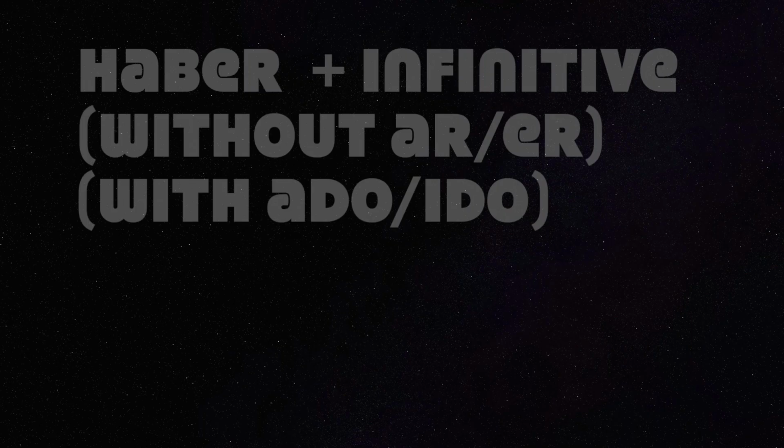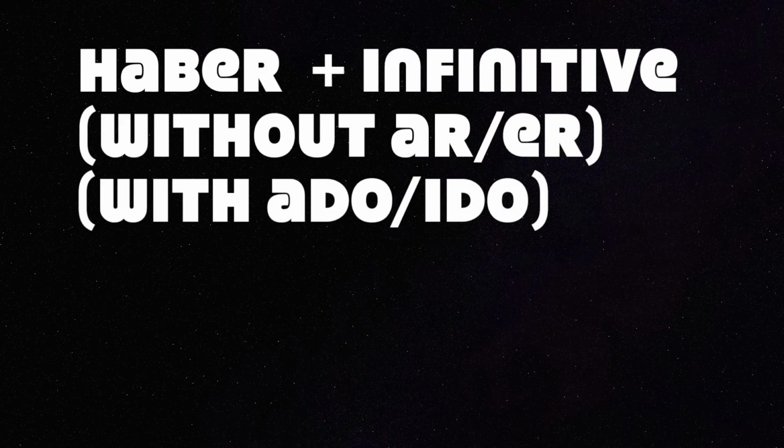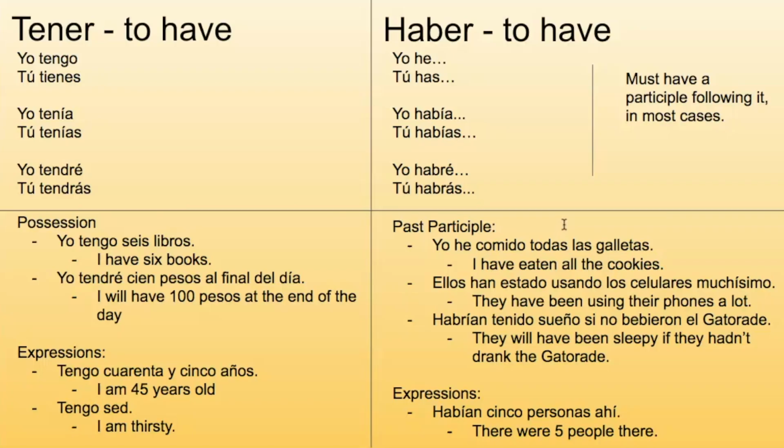So basically, you'd say, yo he comido todas las galletas. I have eaten. So you take away the -er ending and add -ido, or the -ir ending, and take away the -ar ending and add -ado, for most verbs. I have another video up on that. It's going to be right here. Here's some more examples. Ellos han estado usando los celulares muchísimo. They have been using their cell phones a lot.